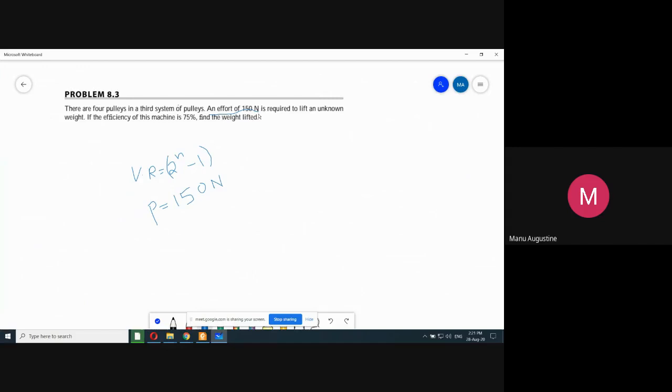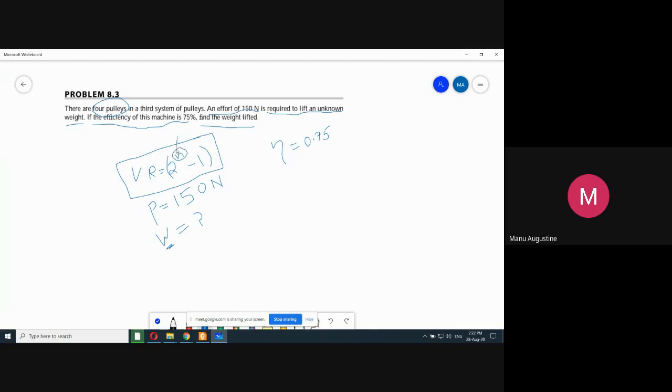So 150 Newton of effort is required to lift an unknown weight. वेट नहीं पता, यानी कि लोड नहीं पता कितना लिफ्ट हो रहा है। If the efficiency of this machine is 75%, efficiency is given as 75%, तो अगर मैं फ्रैक्शन के टर्म्स में लिखूं तो I will write it as 0.75. 75% is equivalent to 0.75. 100% is equivalent to 1. फाइंड द वेट लिफ्टेड। W पता करना है, एफिशिएंसी दे रखी है, एफर्ट दे रखा है, और वेलोसिटी रेशियो का फॉर्मूला अपन को रटा हुआ है। और क्या दिया हुआ है? There are 4 pulleys in the third system. तो ये स्मॉल n कितना हो गया?